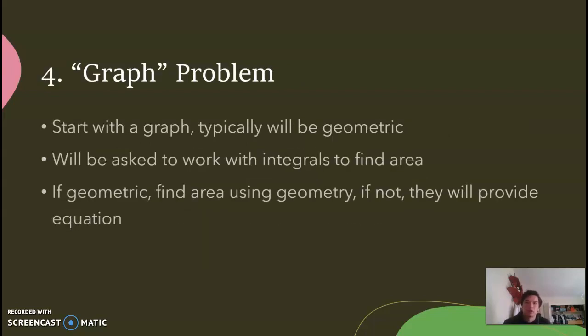All right, the fourth problem is going to be graph problems. In these, obviously, you'll have a graph. And usually, most of them will be geometric. And then you'll be asked to work with integrals and stuff like that to find the area. And if the graph is geometric, you can always use geometry to calculate the area. And if it's not geometric, they will usually provide you with an equation to be able to do that.